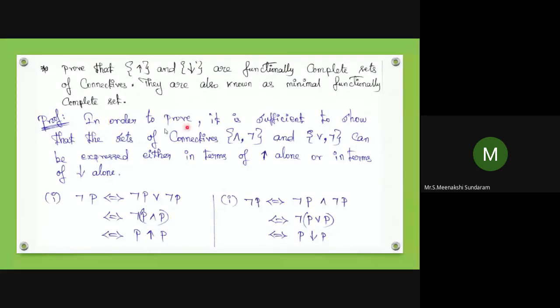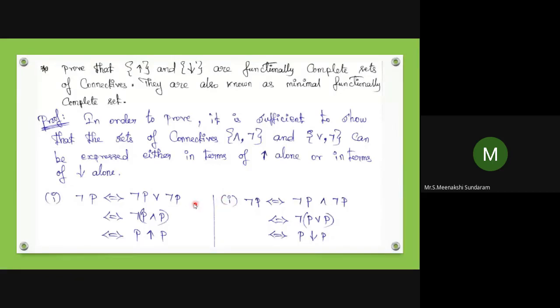In order to prove it, it is sufficient to show that the sets of connectives conjunction, negation and disjunction, negation can be expressed either in terms of NAND alone or in terms of NOR alone. So both simultaneously I can prove, both sides. So first, negation P.